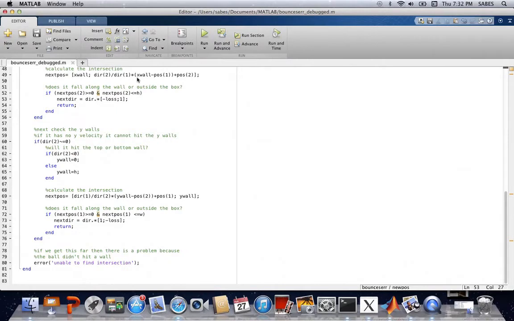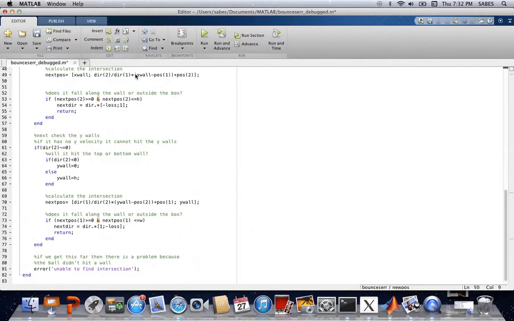So we could have just omitted these semicolons, but then that would print out just next pause, whereas we want to see not just next pause, we also want to see what the directions are and maybe what the positions are. So we do the same thing here.